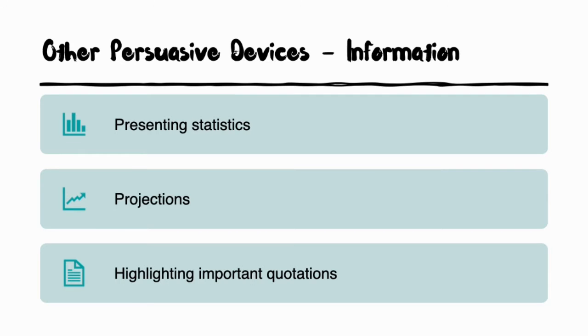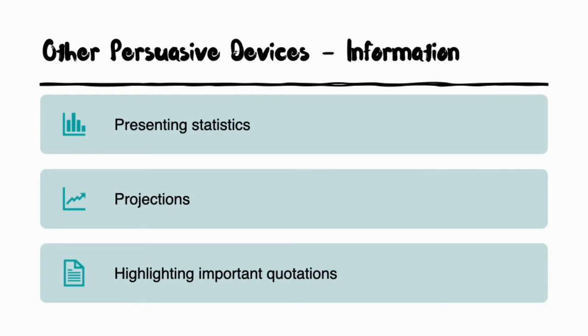Projections. If you are doing anything at all to do with something that might affect you in the future, then it's really powerful to project and say, if things don't change, this is what's going to happen. Or have a really positive spin and say, if we make these changes now, this is what we're going to see. So they can be really, really useful when it comes to presenting information.